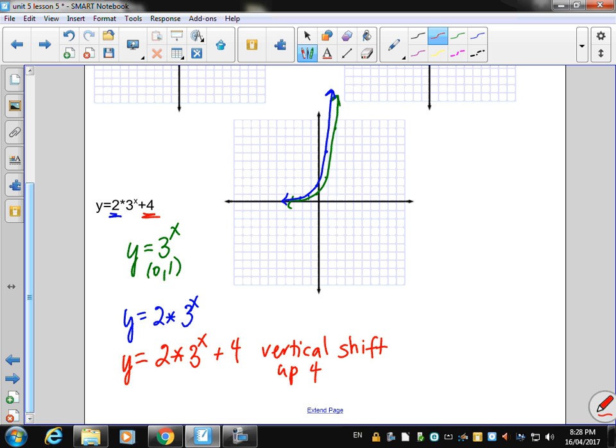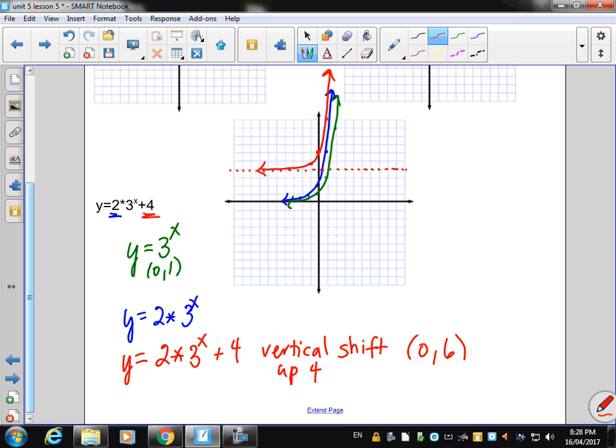1, 2, 3, 4. So it's now at 6. So my y-intercept, because I've had 2 changes, is now at 6. Take the next point and move it up 4. And the points way down here are up 4. And we would be approaching this line that's up 4. And it's not a bad idea to draw it because we're never going to hit it. We're just going to get very, very close.